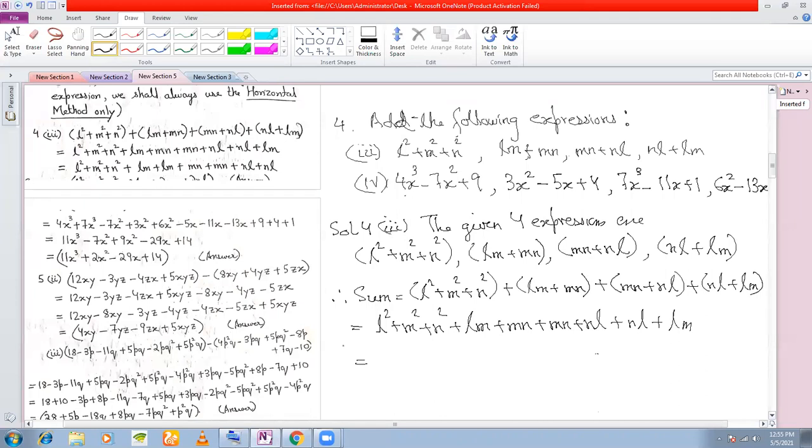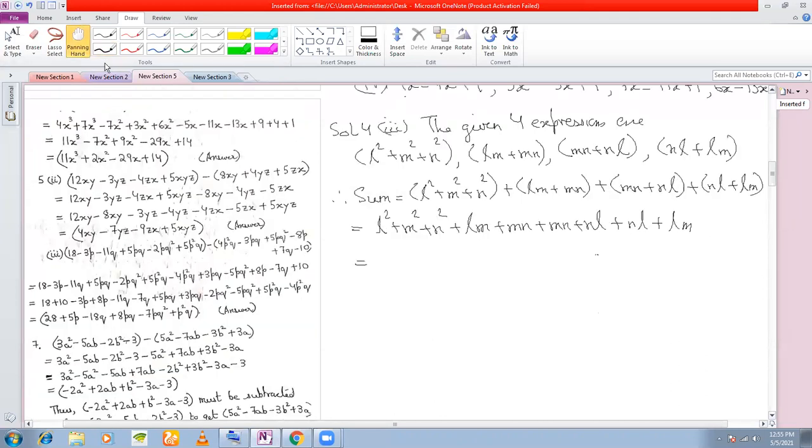Now you look for like terms in this entire expression. Okay, so which are the like terms? You have l square. Any other l square that you can see? There's no other l square, so you write l square as it is. m square, you cannot see any other m square, so you write m square as it is. Similarly, n square, there is only a single n square.